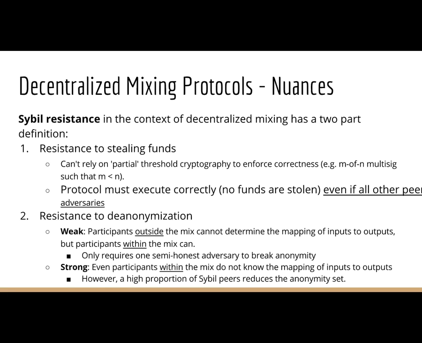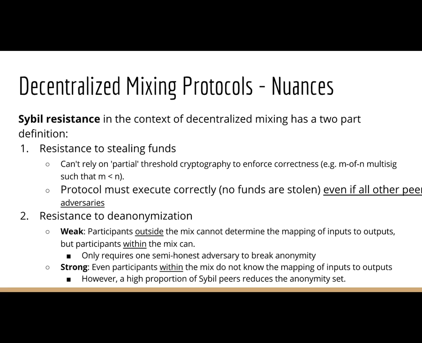So there's also this definition of Sybil resistance. We've brought it up multiple times in the rest of the course, but in regards to decentralized mixing, it's a lot more nuanced. So there are 2 types. First is resistance to stealing funds. Some implications of this are that you can't rely on partial threshold cryptography. You can't rely on M of N multisig, where M is less than N. So basically, you need N of N signatures for any threshold cryptography, and your protocol must be able to execute correctly even if every other person that you're mixing with is a malicious adversary.